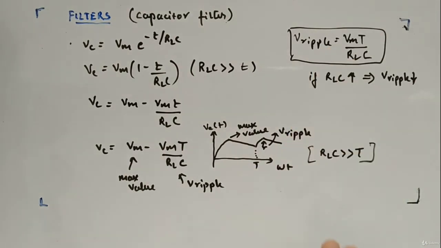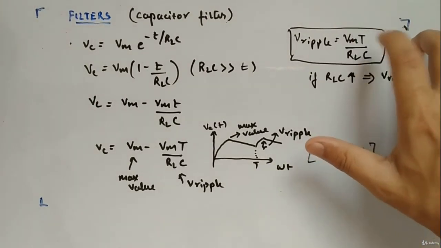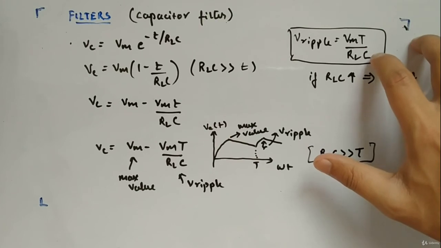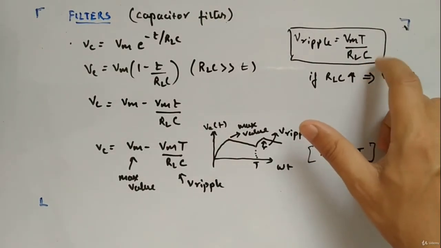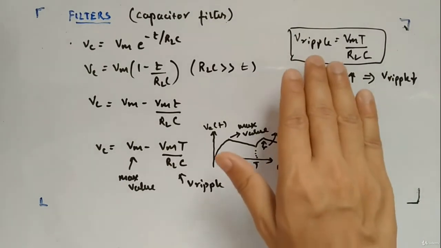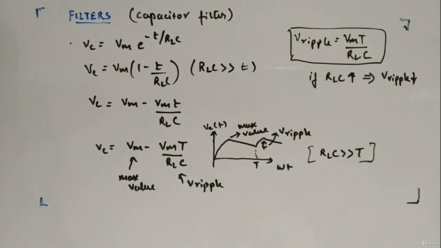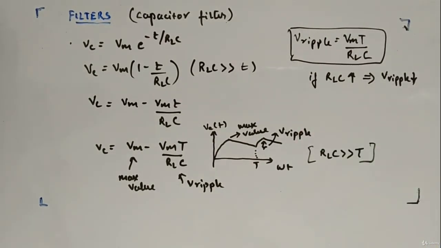So this is one point I wanted to mention, where T is the time period of the input signal, Vm is the maximum value, RL is the load, C is the capacitor value. Okay, mostly you will be designing the capacitor value, how much capacitor value you should have, so that it allows a certain value of ripple. Okay, that's how the design process will be when a capacitor filter is designed.